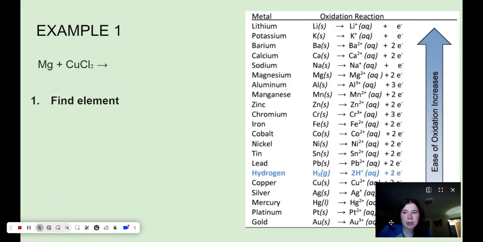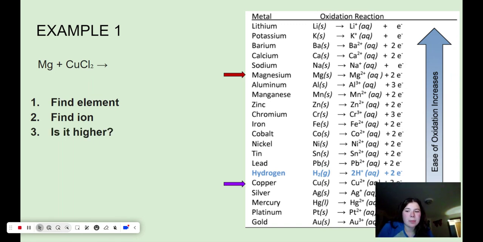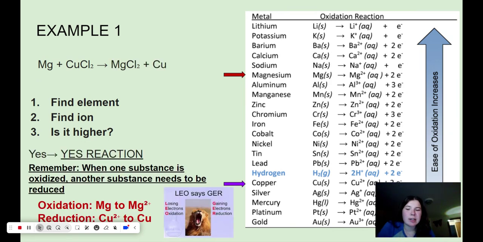Okay, here's a first example. Magnesium plus copper chloride. First step, find the element. And this time it's magnesium. Okay, next find the ion, which is copper. Is magnesium active enough, higher than copper? Yes! So that means a reaction will occur. And remember, when one substance is oxidized, another substance must be reduced. And in this case, magnesium was oxidized and copper was reduced.